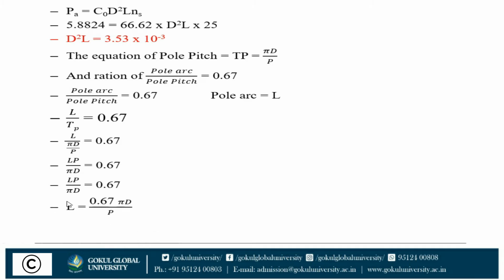Okay. So here L is equal to 0.67 pi D by P. Put all the values in this equation. Pi is given, D is not given, it is the unknown. P means the number of poles. So 0.67 cross 3.14 divided by 4. So what is the final value? L is equal to 0.526 D. It is not a length because the diameter is an unknown value.